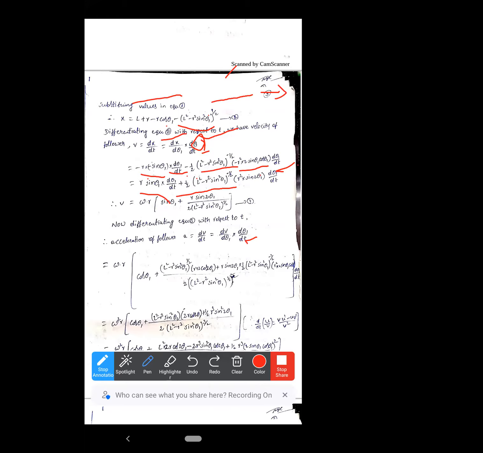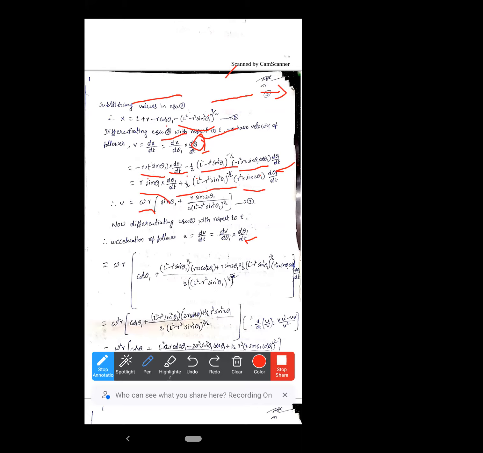2 sin theta cos theta means sin 2 theta. So the formula is there: sin 2 theta 1 into d theta 1 by dt. What is the meaning of d theta 1 by dt? It is also written as omega. So omega r is taken out from the entire equation.